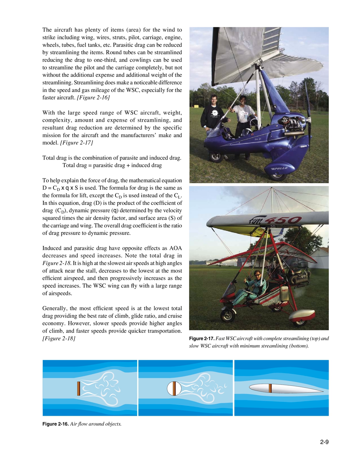Figure 2-17, total drag is the combination of parasite and induced drag. Total drag equals parasitic drag plus induced drag. To help explain the force of drag, the mathematical equation D equals CD x Q x S is used. The formula for drag is the same as the formula for lift, except the CD is used instead of the CL. In this equation, drag D is the product of the coefficient of drag, CD, dynamic pressure Q, determined by the velocity squared times the air density factor, and surface area, S, of the carriage and wing. The overall drag coefficient is the ratio of drag pressure to dynamic pressure.